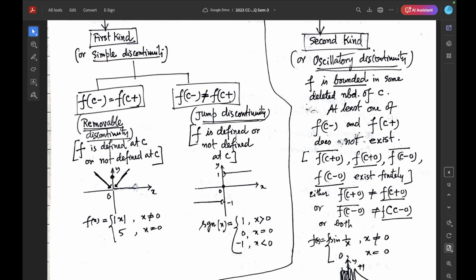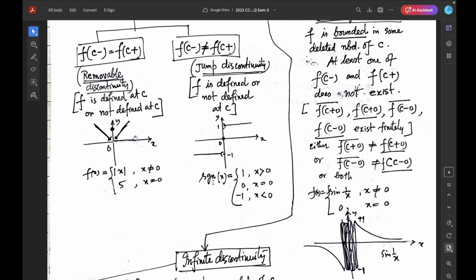F is defined or not defined at the interior point c. Signum function x is equal to 1 when x greater than 0, 0 when x equal to 0, minus 1 when x less than 0. So left hand limit for this function at the point 0 is minus 1 and right hand limit at the point 0 is 1. So this is the jump. This jump, from minus 1 to 1, is 2. Jump is 2.